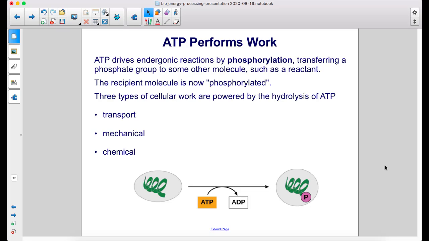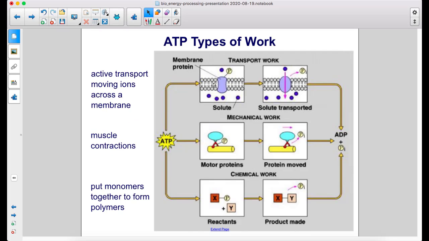ATP drives endergonic reactions by phosphorylation, transferring a phosphate group to some other molecule, such as a reactant. The recipient molecule is now phosphorylated. 3 types of cellular work are powered by the hydrolysis of ATP: transport, mechanical, and chemical. Here is the transport work: active transport, moving ions across a membrane. Then we have mechanical work, which involves muscle contractions. And finally, chemical work is putting monomers together to form polymers.